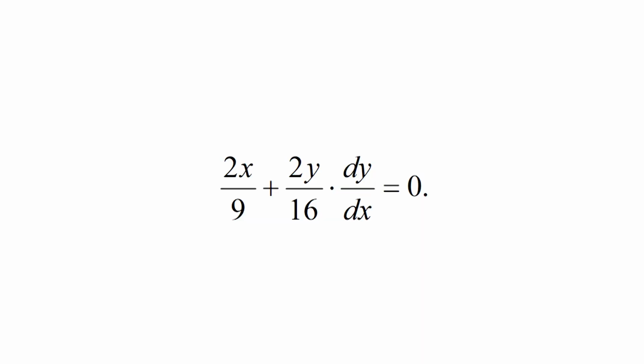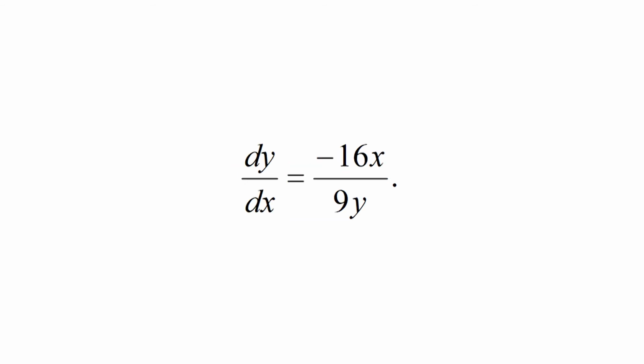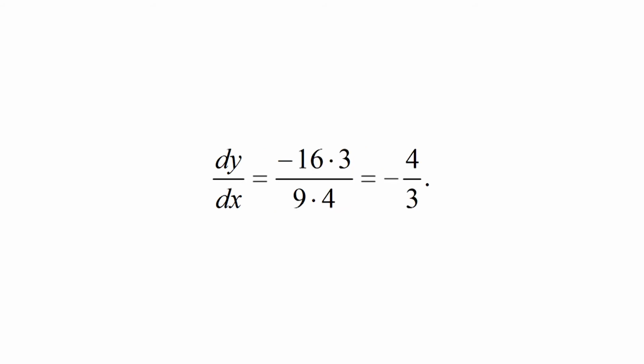In the given equation of the ellipse, y is implicitly defined as a function of x. Differentiating both sides of the equation with respect to x, we obtain 2x by 9 plus 2y by 16 times dy by dx is equal to 0. Hence, dy by dx is equal to minus 16x by 9y, call it equation number 1. Hence, at the point ordered pair 3, 4, dy by dx is equal to minus 16 times 3 all divided by 9 times 4, which is equal to negative 4 by 3.